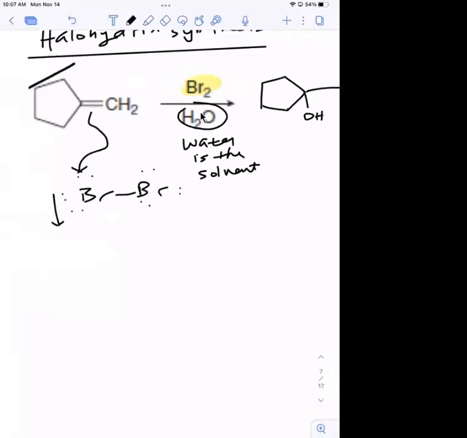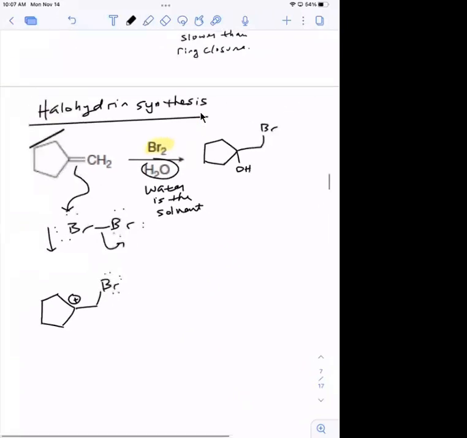Well, not the ring, I'm sorry. The pi bond, the electrons in the pi bond are going to attack that and break the bromine-bromine bond. And then you end up with this intermediate. And a plus charge here. Now, what happens here? If you recall from the halogenation reaction, what's going to happen? Is that going to stay like that? And then this is an intermediate. And I have a bromine out here.